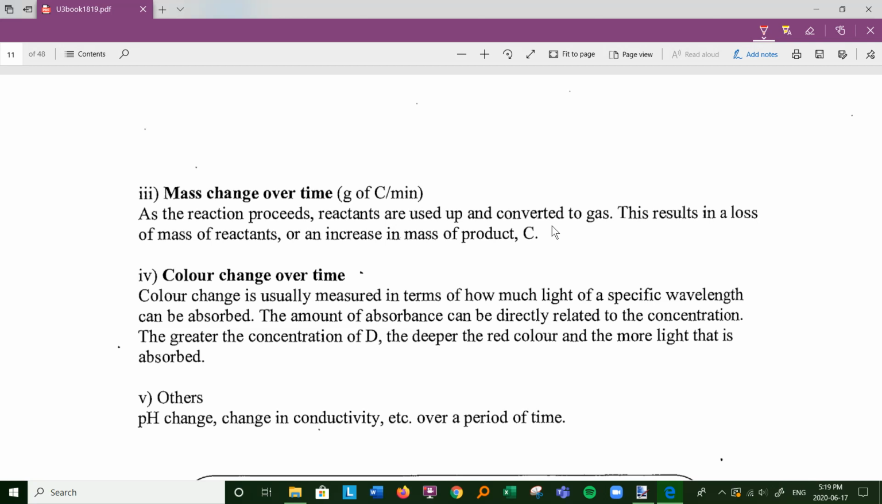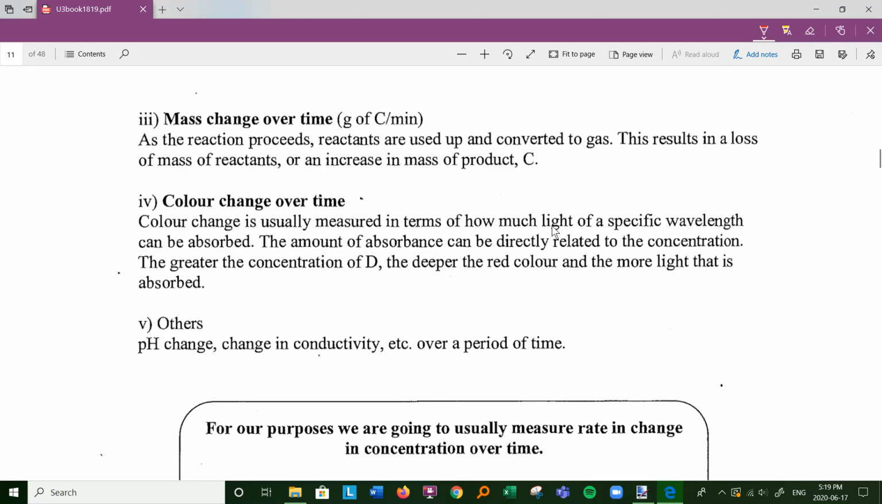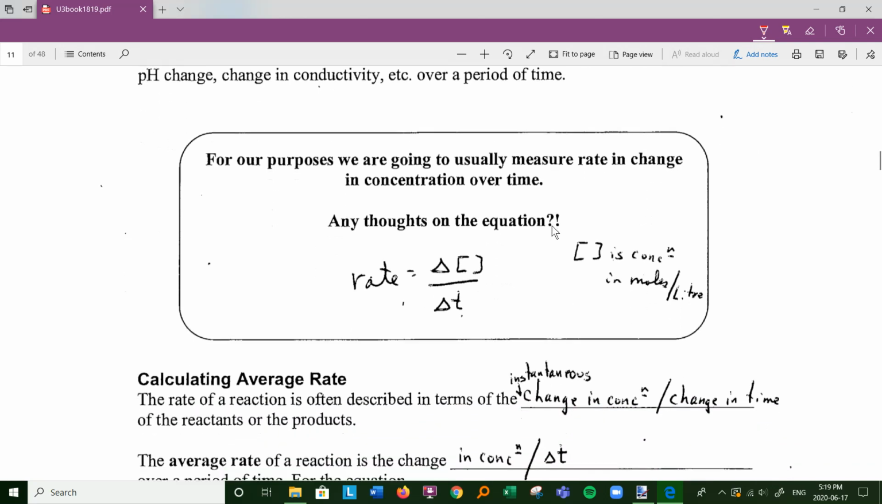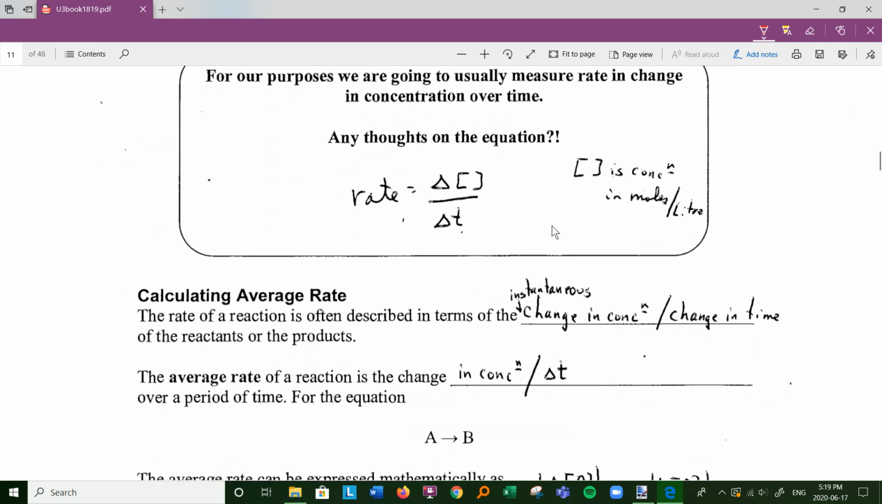We could look at color changes. We could look at D, that was red, right? So the deeper the red is and the quicker it comes, you could relate that using a spectrophotometer, which is some fancy machine to measure absorbances of wavelength, transmittance, and get the rate that way. Look at pH changes, conductivity changes, things like that. But we're going to put it all together, and here's my better way to write it. Rate is the change in concentration over change in time.